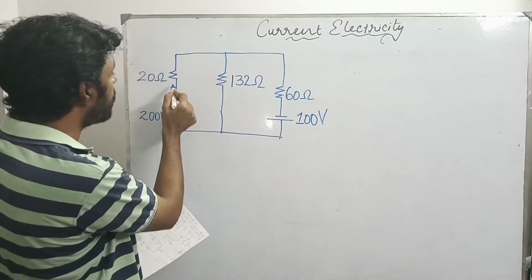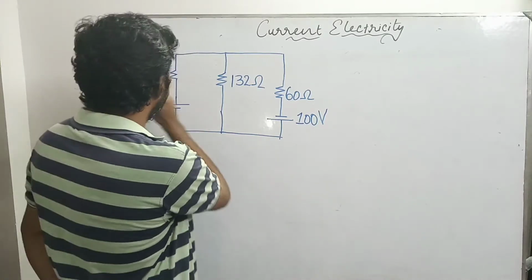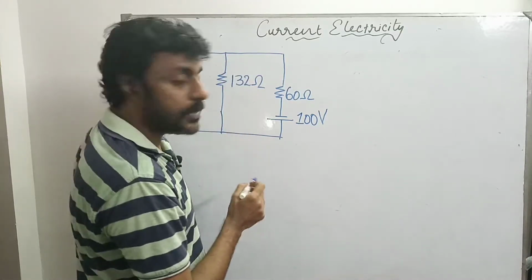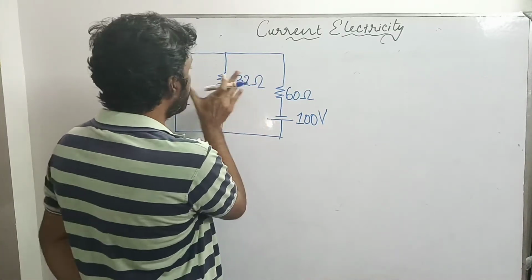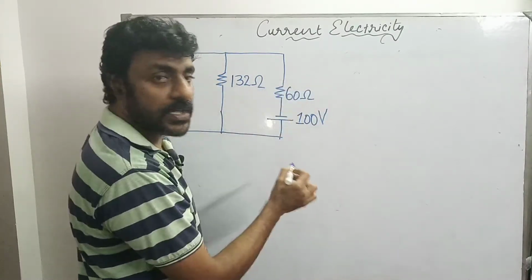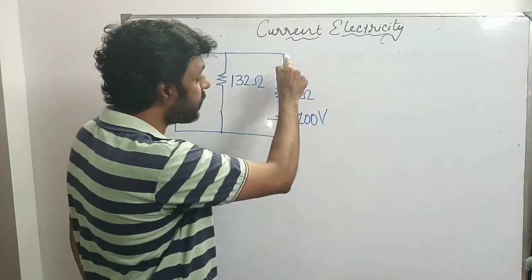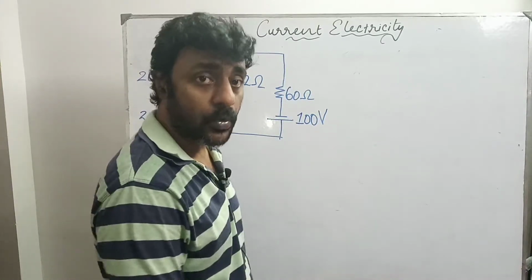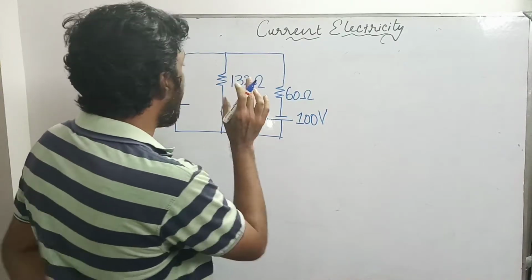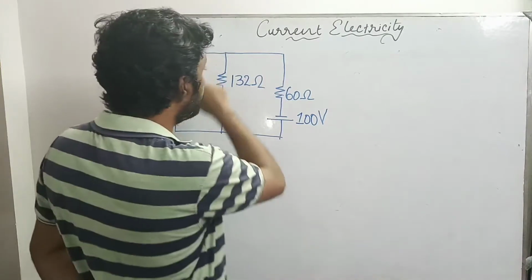So first we have this 20 ohm resistor that is connected in series with the 200 volt battery, and this 20 ohm is connected such that it is parallel to this 132 ohm resistor. This 20 ohm and 132 ohm are in turn parallel to the 60 ohm resistor, and the 60 ohm is connected in series with a 100 volt battery source such that the 60 ohm resistor is connected with the negative terminal of this 100 volt battery. This is how the circuit diagram looks like. You need to identify the value of the current that is flowing through this resistor, through this circuit diagram.